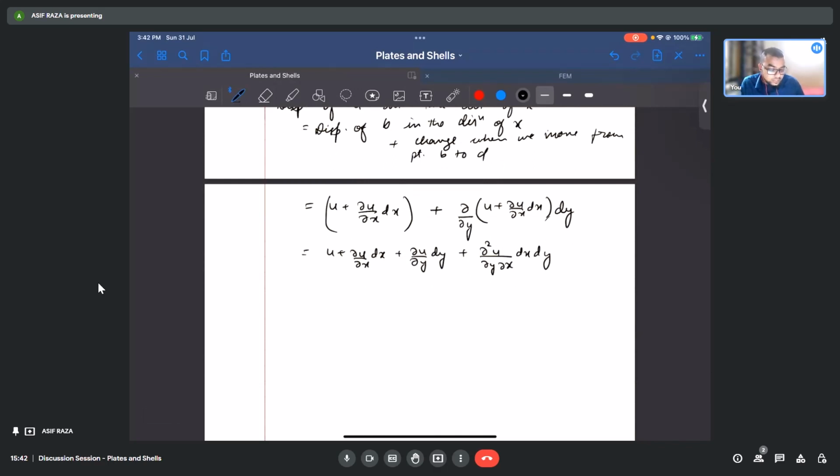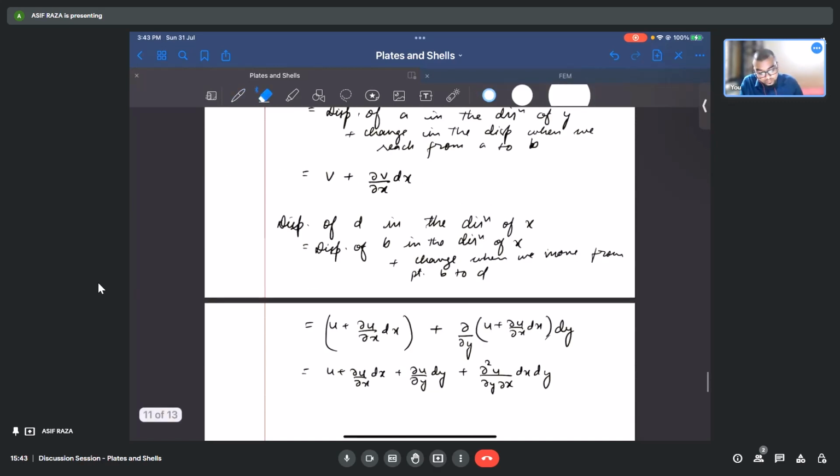A further assumption can be made: if dx and dy are very small, then dx times dy would be much less than 1, which can be neglected. So the final result can be written as u plus ∂u/∂x dx plus ∂u/∂y dy. The second order term is neglected, but let it remain here in this case.